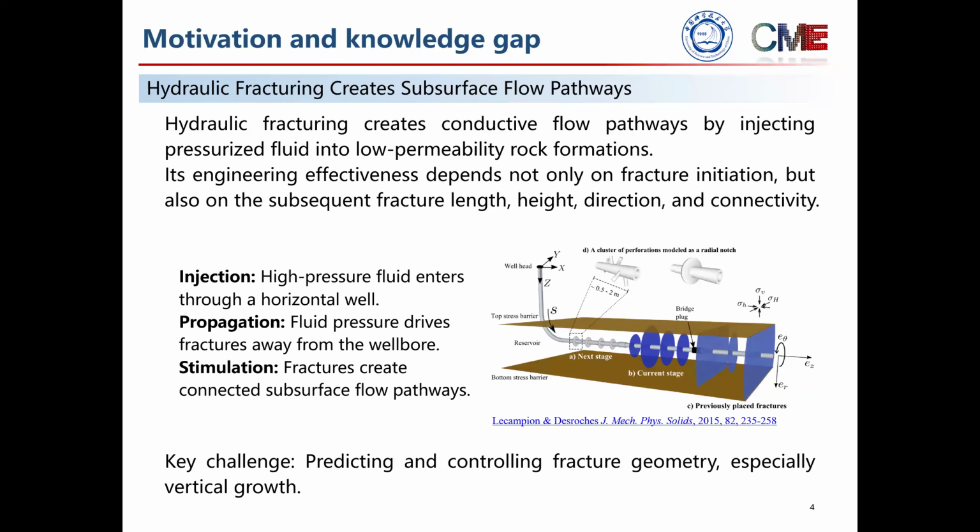In engineering hydraulic fracturing, high-pressure fluid is injected through a well, and the fluid pressure opens the rock, and the resulting fracture creates conductive pathways in a low-permeability formation. The engineering objective is therefore not simply to initiate a fracture. We need to predict its geometry, the length, the height, the direction, and the connectivity. One important practical issue is the vertical growth. The fracture may extend a long distance laterally, but remain strongly confined in height. That behavior is closely related to vertical heterogeneity of stress and mechanical properties.